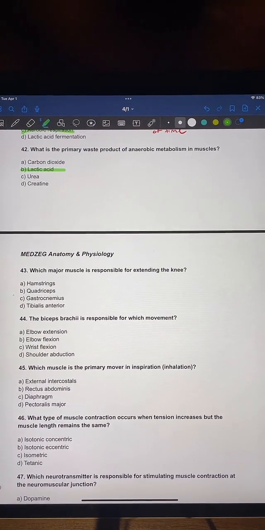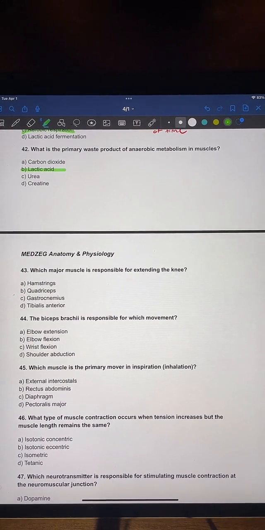43. What major muscle is responsible for extending the knee? So, extending.